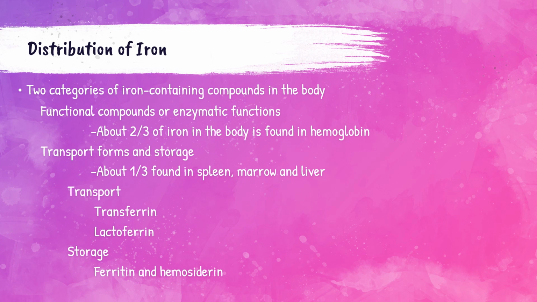Transferrin is a glycoprotein that's synthesized in the liver, and it binds to iron and transports it through the blood. Lactoferrin is another glycoprotein in the transferrin family that is present in secretory fluids like milk, tears, and saliva. It binds and transports iron as well. The storage forms of iron are called ferritin and hemosiderin, and I will discuss those on the following two slides.